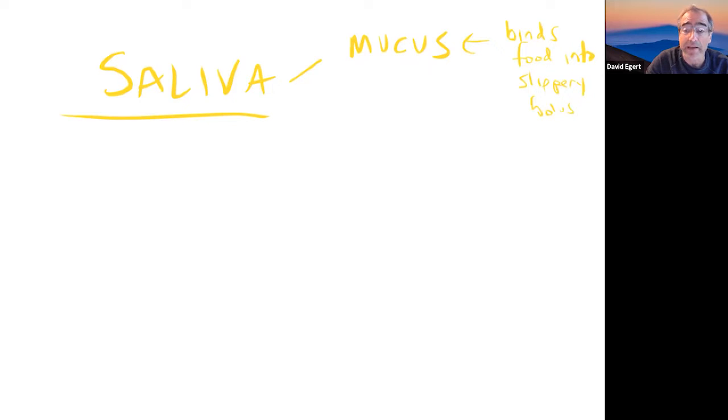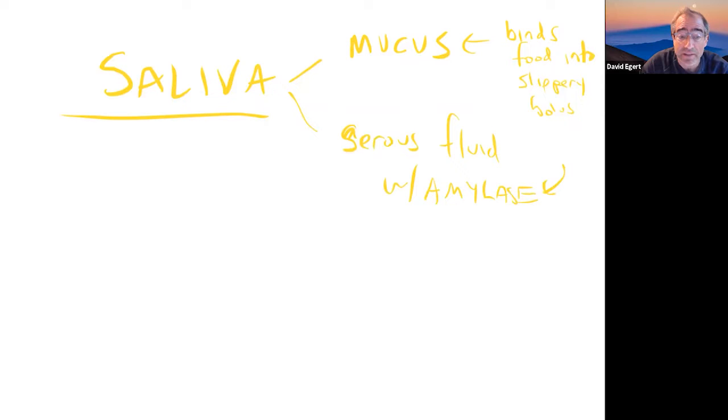But the mucus is not about digestion, breaking things down. So saliva also has what's called serous fluid with amylase. Amylase is actually a more generic term; it means things that break down starches. Salivary amylase is actually called ptyalin, but it doesn't matter. You can just call it salivary amylase. This is the part that's actually going to break down the starch into simpler sugars.